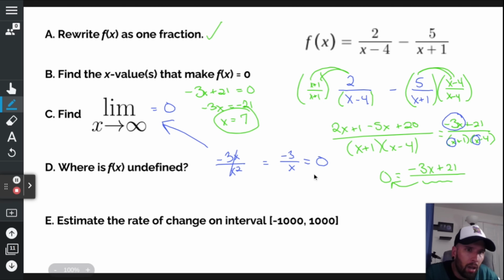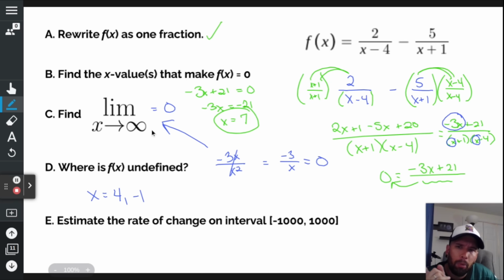Where is f of x undefined? At 4 and negative 1. That was kind of friendly. It's kind of an easy one finally. Until we hit this. Estimate the rate of change on the interval negative 1,000 to 1,000. Well, hold on.